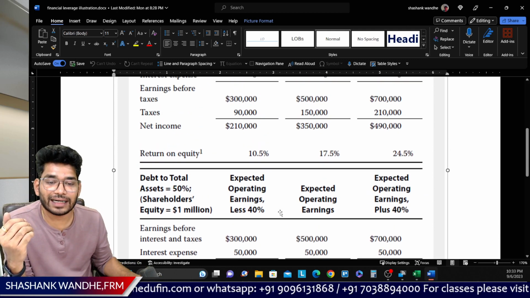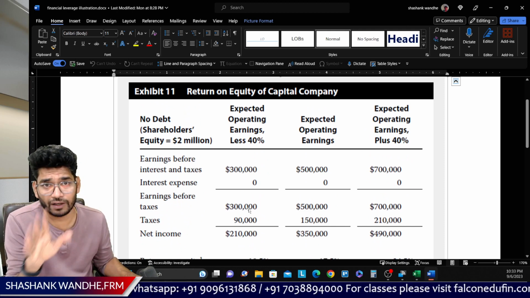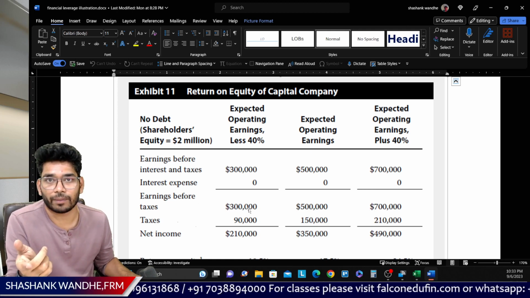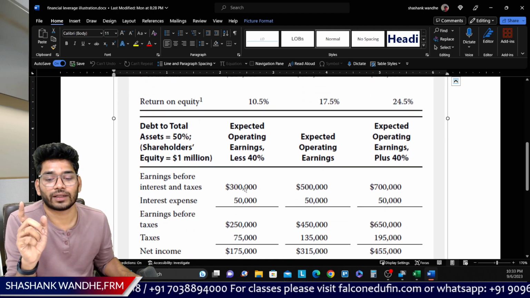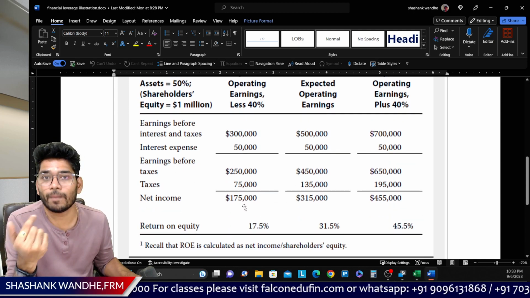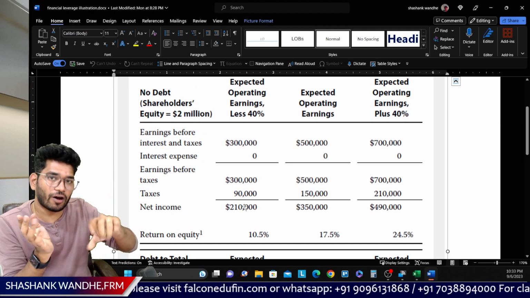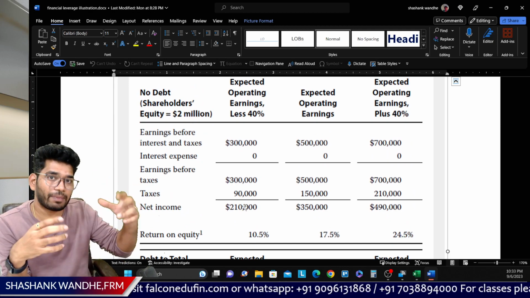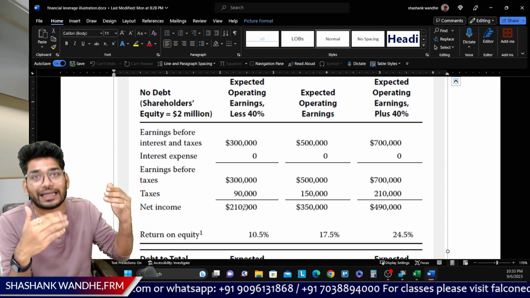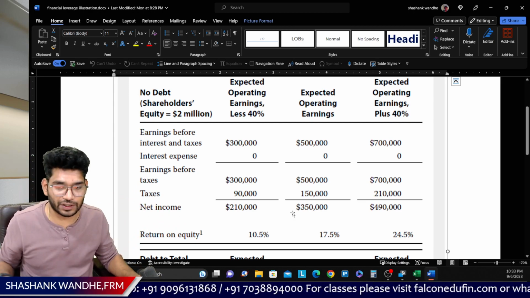If the company is 100% financed by equity, even if your EBIT is zero, you are not going to get bankrupt. But if your EBIT is zero when you have debt, the company will go bankrupt. So remember, the profitability is increased, so the level of return on equity is increased, and the variability, the deviation of return on equity, is also increased, but at the cost of the risk of bankruptcy. This is the takeaway from this particular illustration.